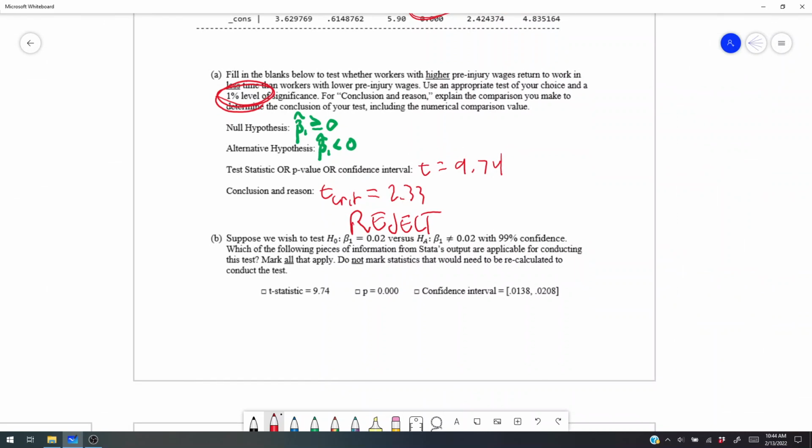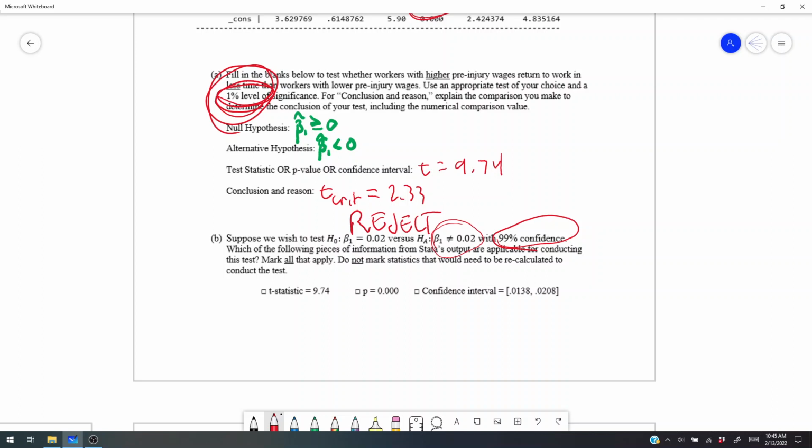Suppose we wish to test the null hypothesis that this thing is equal to 0.02 instead of the alternative that it's not equal to 0.02. So notice this one. This one is a null hypothesis that isn't zero, and the alternative is two-sided, okay? We've still got 99% confidence, so we're still looking at 1% significance. Alpha is 0.01. Which of the following pieces of information from Stata output are applicable for conducting the test? Mark all that apply.